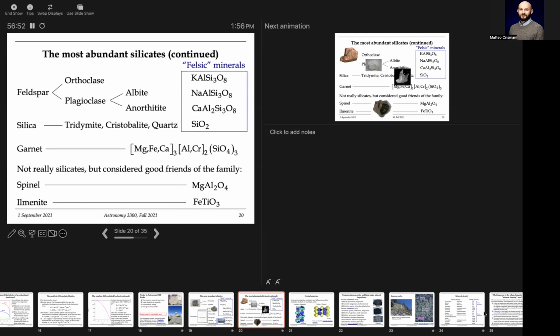Okay, so here is, remember we talked about mafic? And what was mafic again? Good. So what's felsic? That's one. Two. Well, so notice that the feldspar is part here.